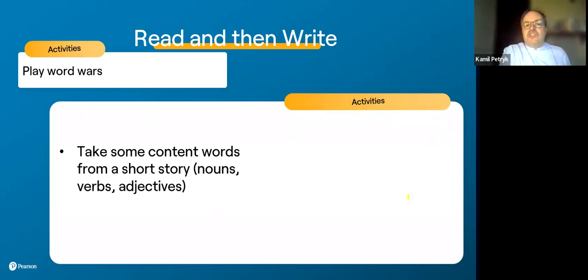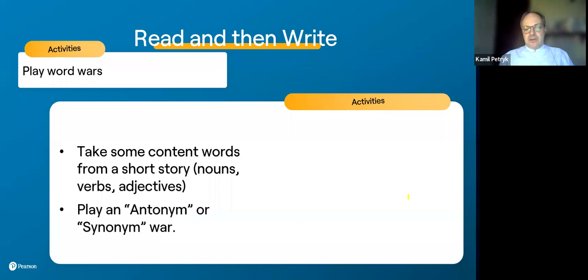You take some content words from the short stories that you have been working on, that we discussed. That could be nouns, verbs, adjectives are probably the best, but you can use any content words. This is played in pairs. So you put students in pairs and you play an antonym or a synonym war. For example, let's say antonym war.